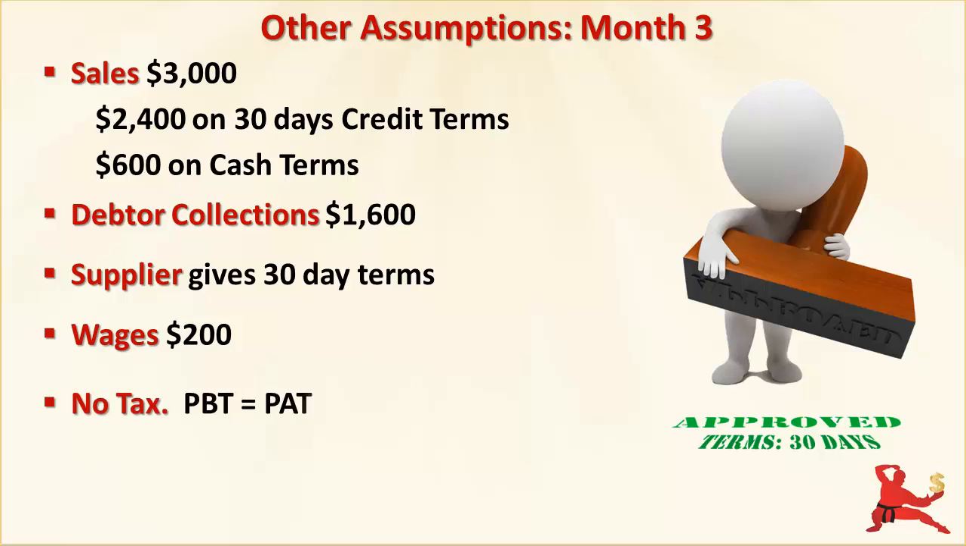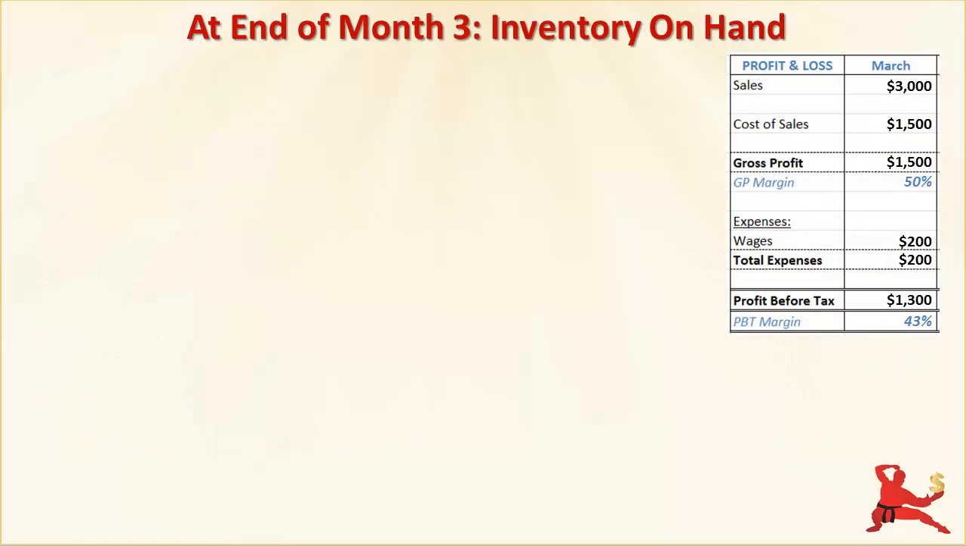Wages stay at $200, and we will still assume that the tax rate is 0, so profit before tax is equal to profit after tax. In terms of your profit and loss, the fact that you bought 200 units doesn't impact the cost of sales. The cost of sales is only the cost of the units actually sold. You only sold 150 units. Those 150 units cost $1,500. That's all that goes into the cost of sales.